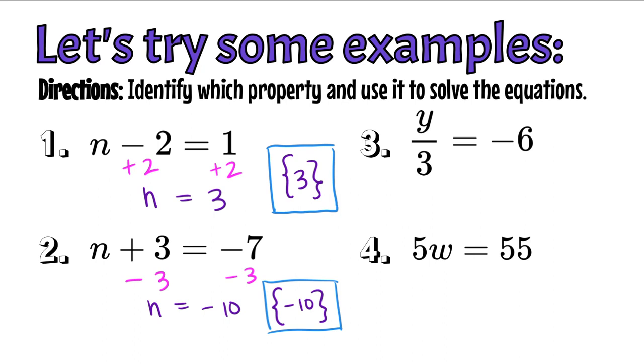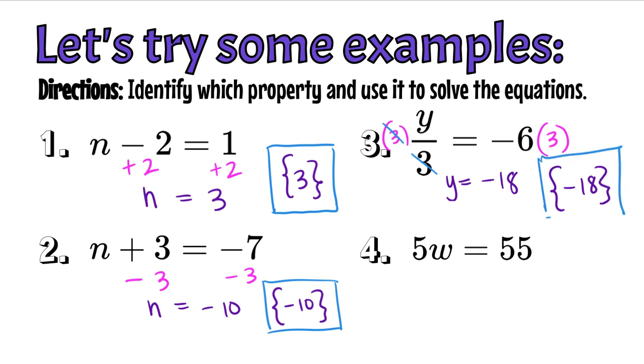Number 3, we have y over 3, or y divided by 3, is equal to negative 6. So the opposite of dividing would be multiplying. So we want to multiply both sides of this equation by 3. When we do this, we see that on the left side, 3 divided by 3 equals 1, so we're left with 1y. We don't write the 1 typically when we're dealing with variables, so we just have y equals negative 6 times 3 gives us negative 18. So now we have isolated our variable, and we see that y equals negative 18. We write it in our curly braces, and then box our final answer.